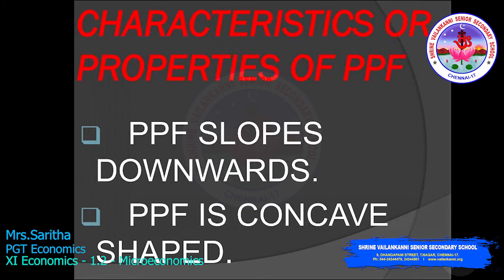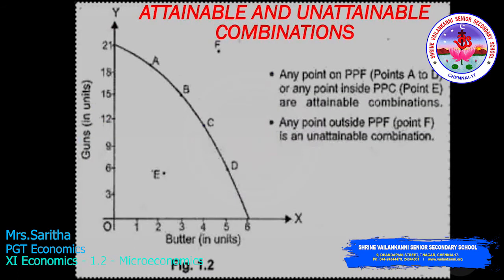The next one, PPF is a concave shape. PPF is a concave shape because of increasing marginal rate of transformation. That is, more and more units of a commodity are sacrificed to gain an additional unit of another commodity. So, PPF is a concave shape. These are the characteristics or properties of PPF.